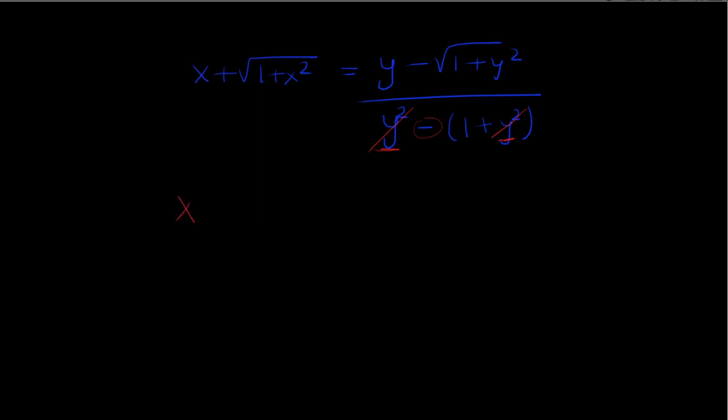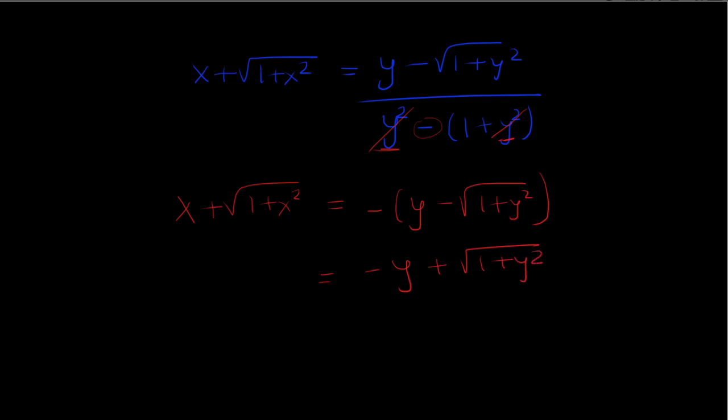Okay, so that's just going to be x plus the square root of 1 plus x squared. And the negative could just come out on top as y minus the square root of 1 plus y squared. And you have to be careful with the negative because the negative has to distribute to both the y and the square root of 1 plus y squared. Okay, so we could just write this as negative y plus the square root of 1 plus y squared.